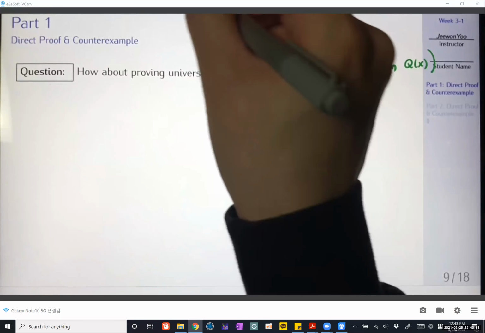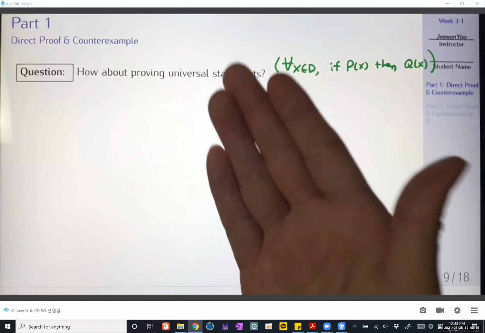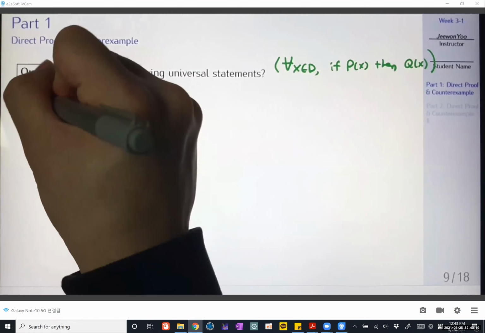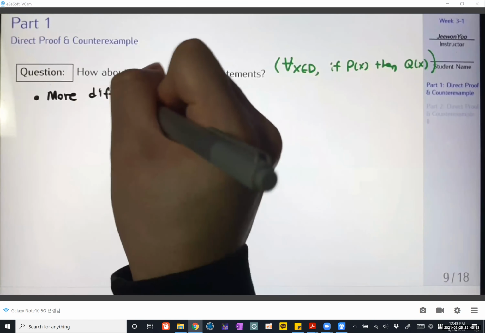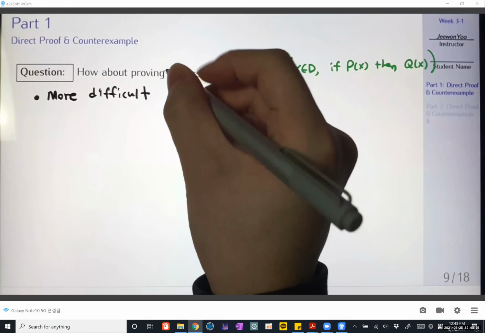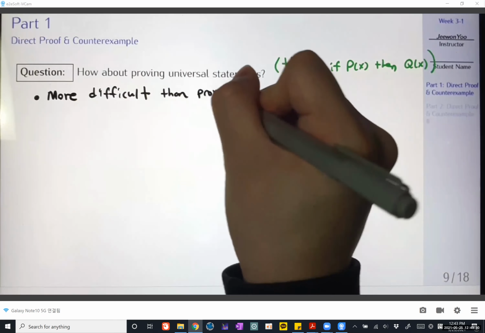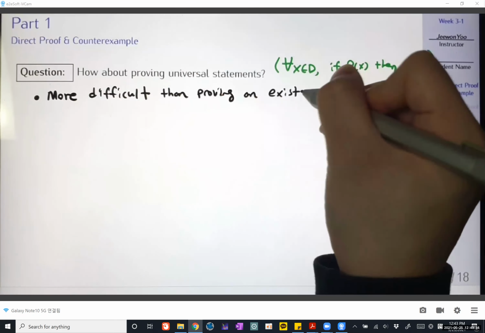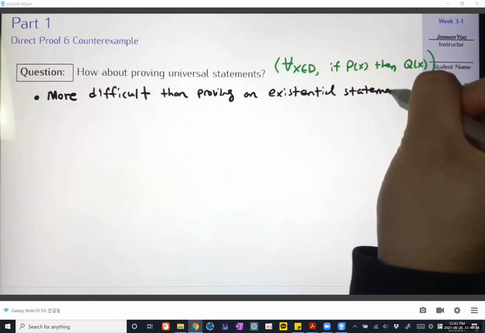Okay, so proving a universal statement usually tends to be harder than proving an existential statement. So here's one point: it is more difficult than proving an existential statement.